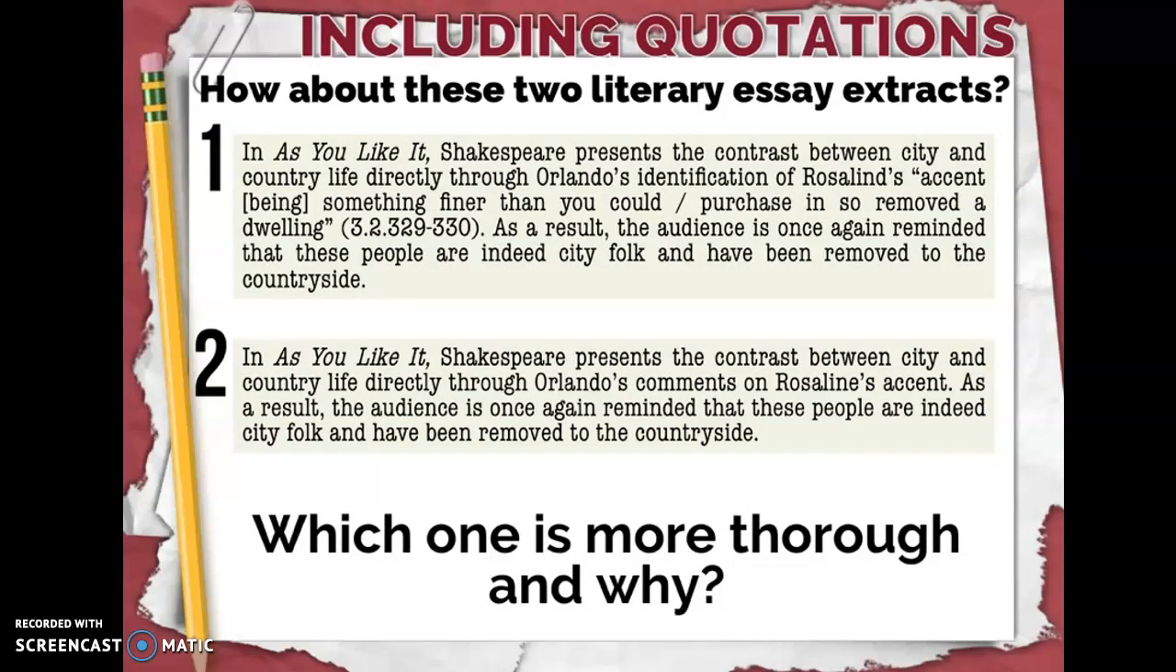Going on to the next one, I'd like for you to read the two literary essay extracts. The last one was a persuasive. And take a moment, pause this part of the video, read those two excerpts, and then tell me which one you think is more thorough and why. So go ahead, take a moment, pause the video, read those two literary essay extracts. Tell me, or tell yourself in this case, which one is more thorough and why.